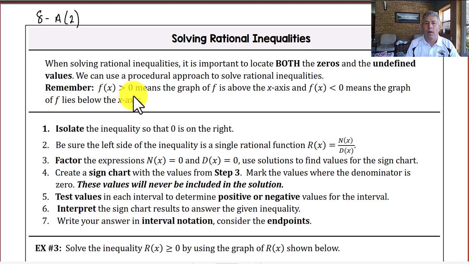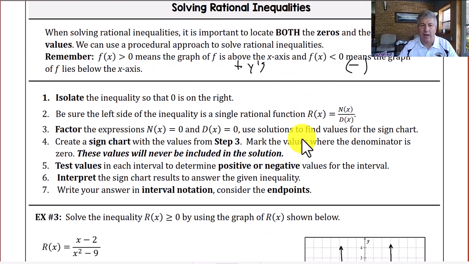Remember that when f of x, or y, is greater than 0, that means the graph is above the x-axis, or our positive y's. And when f of x is less than 0, we're looking for our negative y's, or our graph lies below the x-axis.